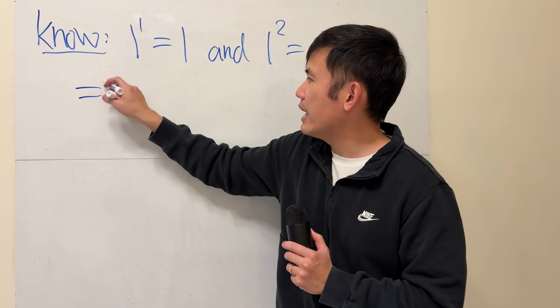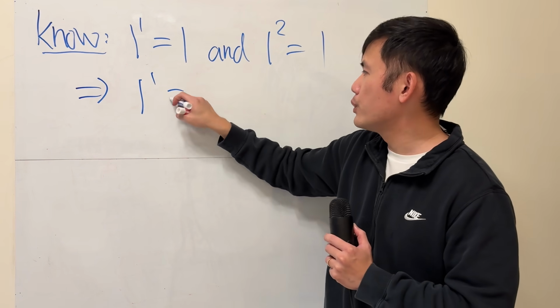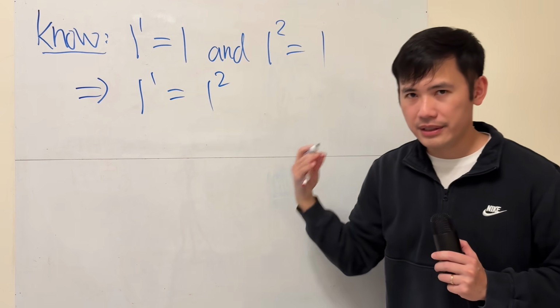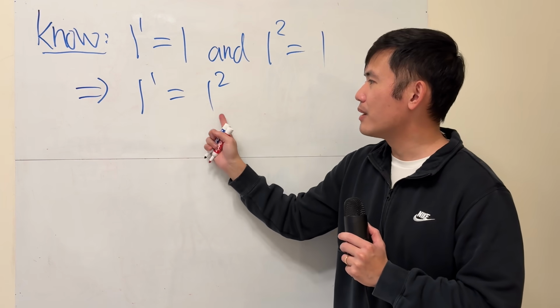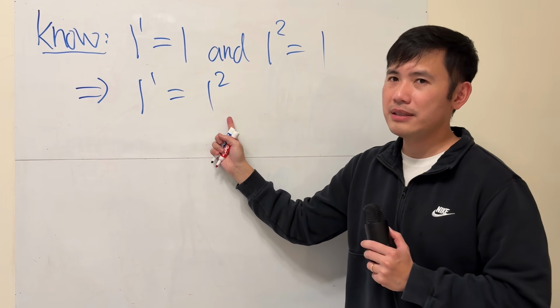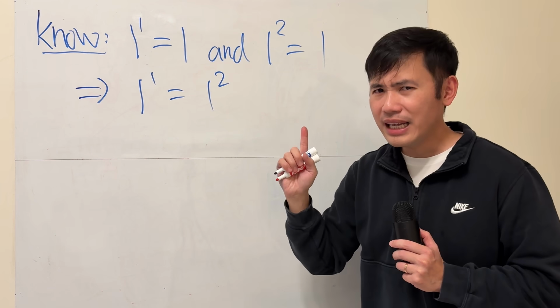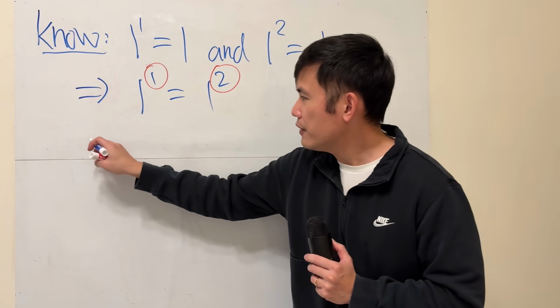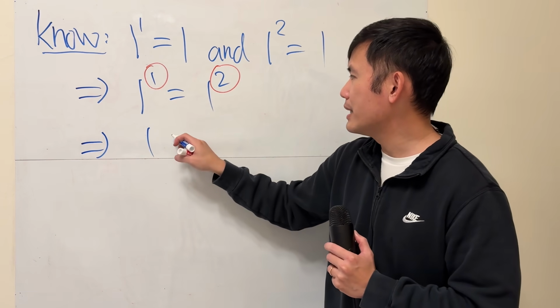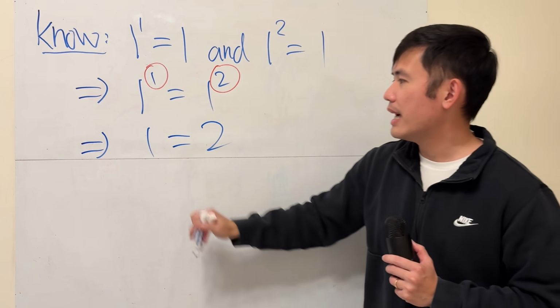Now, because this is equal to 1, that's also equal to 1. So can I say that 1 to the first is equal to 1 to the second? Yes. Now, here is the deal. Notice that the bases are the same, right? This base is 1, this base is 1. So that should mean that the exponents have to be equal. Therefore, we can conclude that 1 equals 2. And here we go.